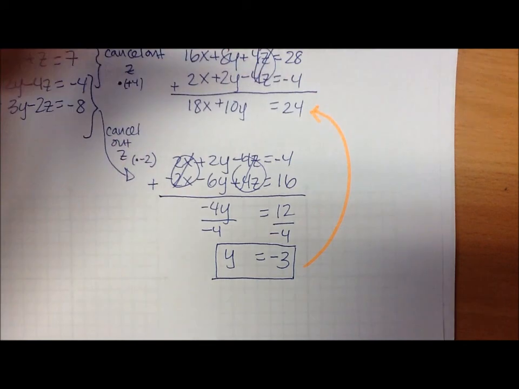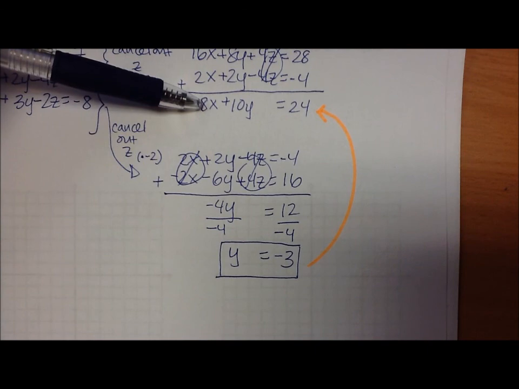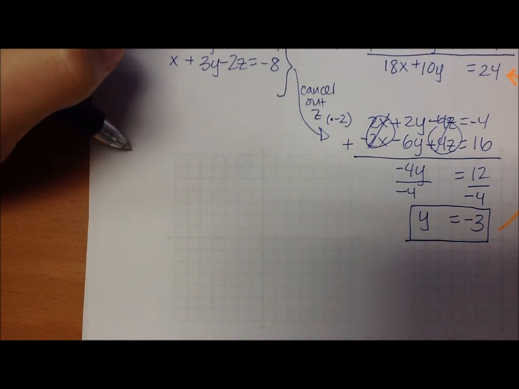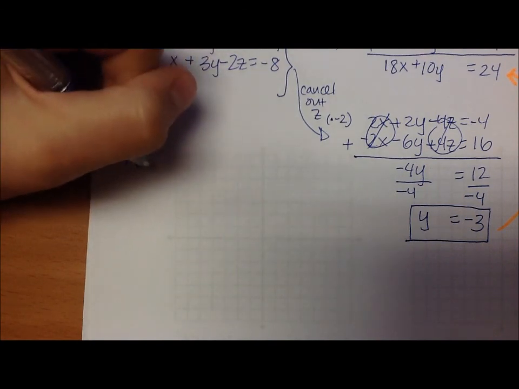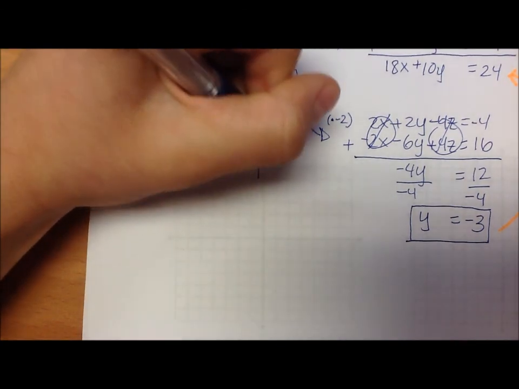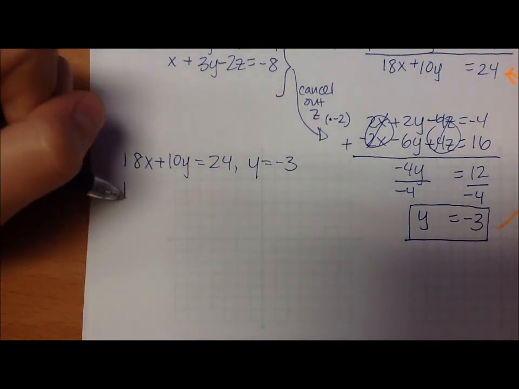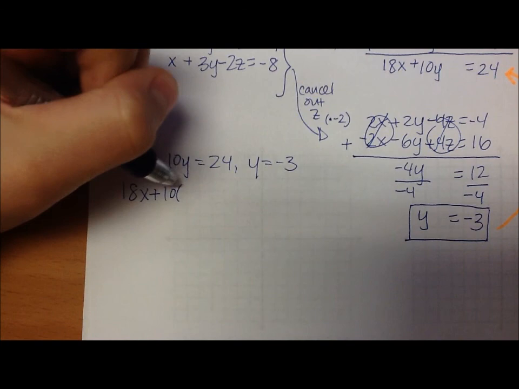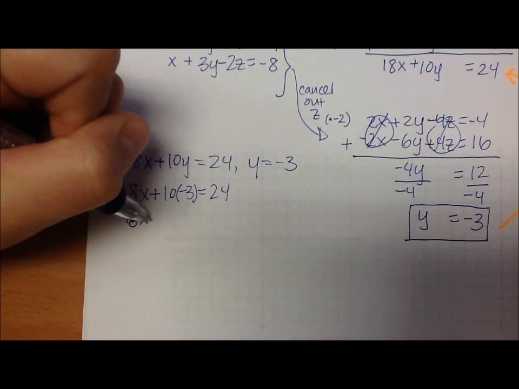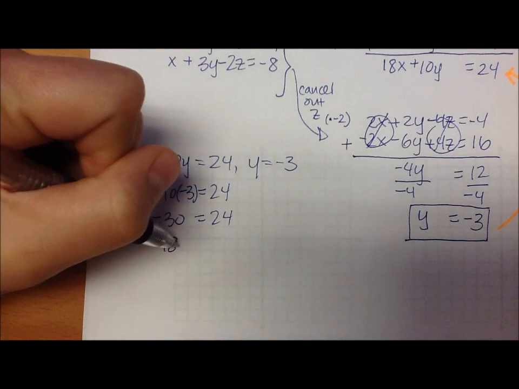up here to the two variable equation that we found so that we can solve for x. So let's move that whole thing over here. We had 18x plus 10y equals 24, and we know y equals -3. So we're just going to plug y in to solve for x. So we get 18x plus 10 times -3 equals 24, or 18x minus 30 equals 24. Add 30 to both sides.